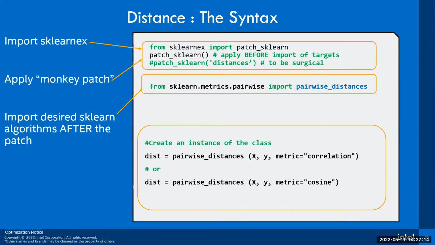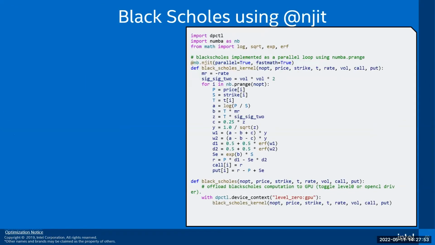And using scikit-learn for the pairwise distance, you'll see we are applying the patch as we discussed: from sklearn import patch_sklearn. And then we are importing from sklearn.metrics.pairwise import pairwise_distances. That's how you use scikit-learn and apply the Intel monkey patch and get an optimized version for the pairwise distance. We are calculating the metric as correlation or the metric as cosine. Based upon the metric we pass in, it calculates the pairwise distance.